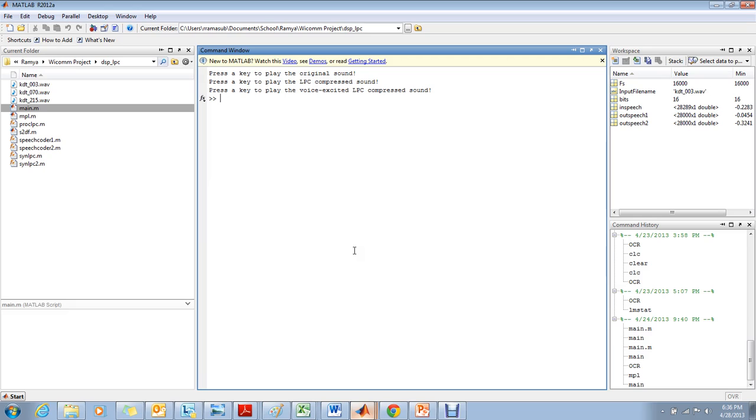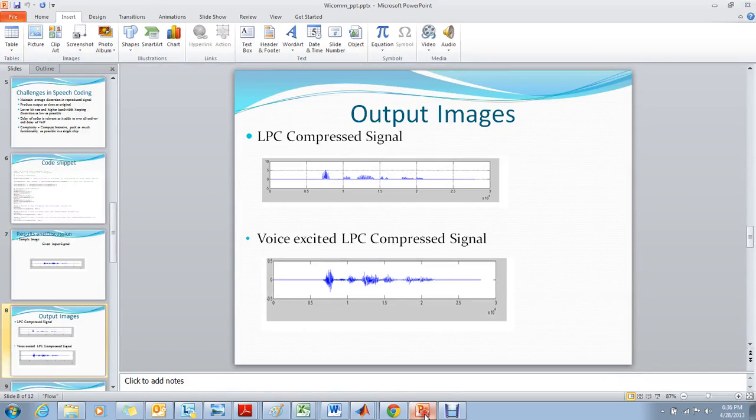So the third sound is a better quality sound, which is really good and very efficient for us.